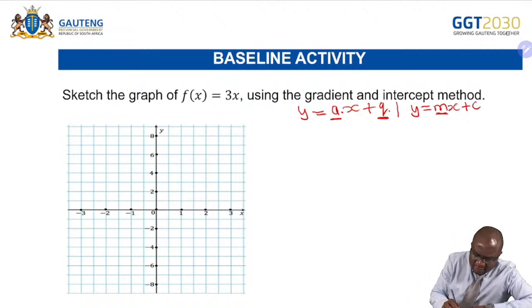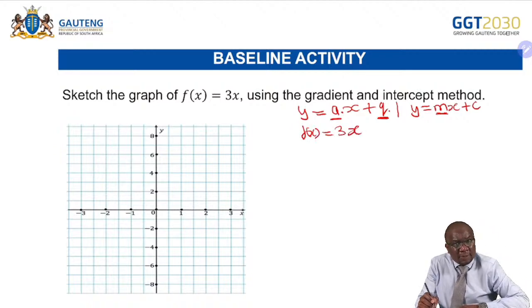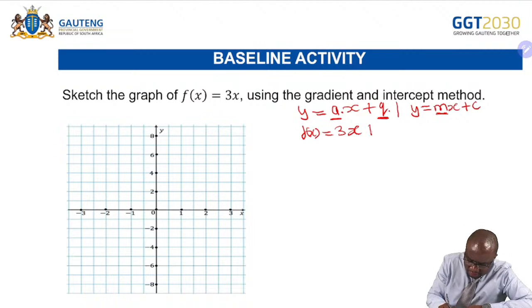Now we have this function. Remember, f of x and y are the same thing. We have the function f of x equals 3x, and the q is not appearing there. So what does that mean? It means our q is 0. You see that?